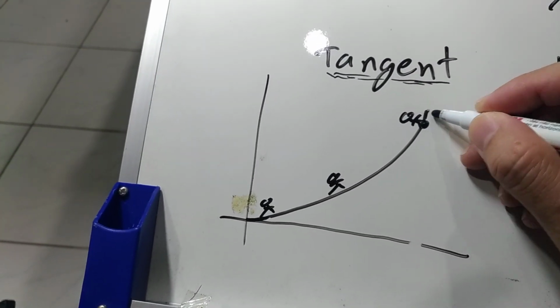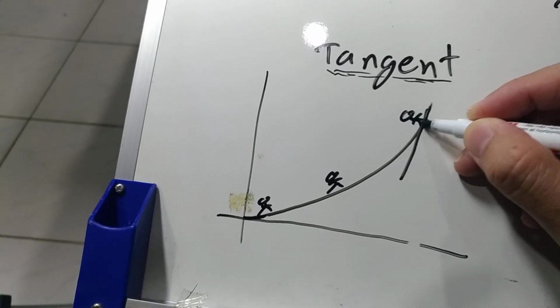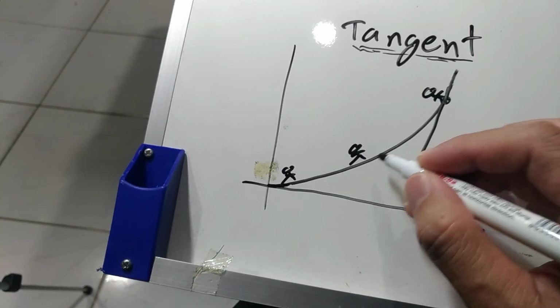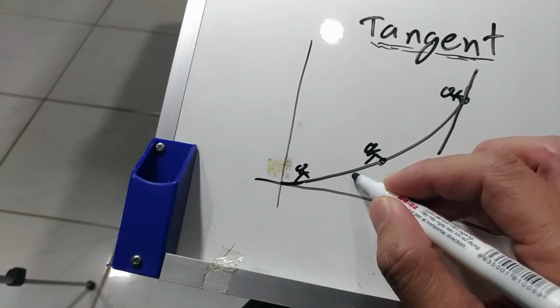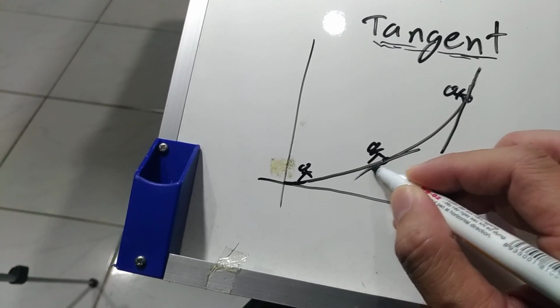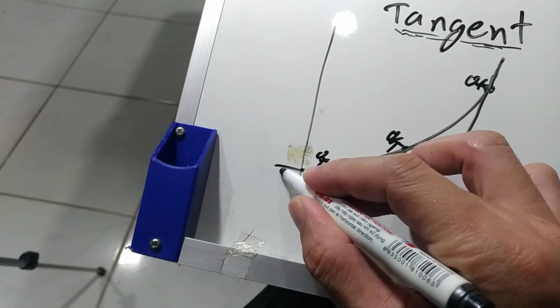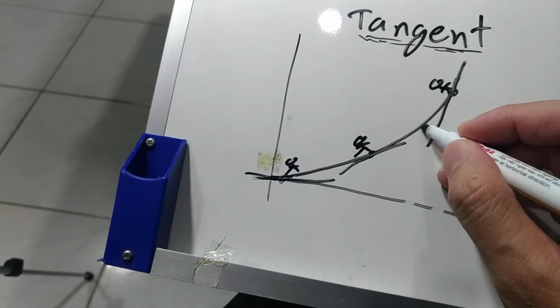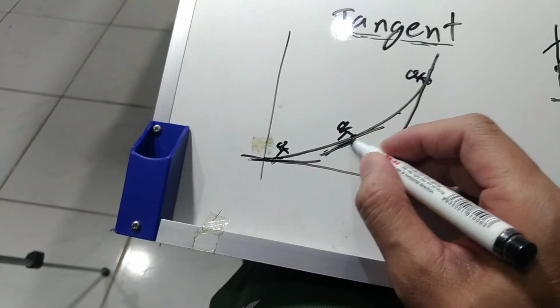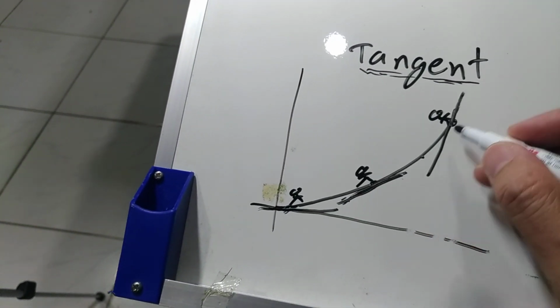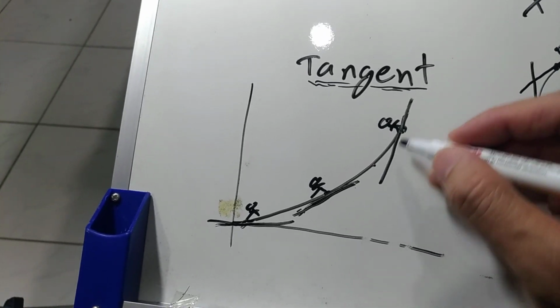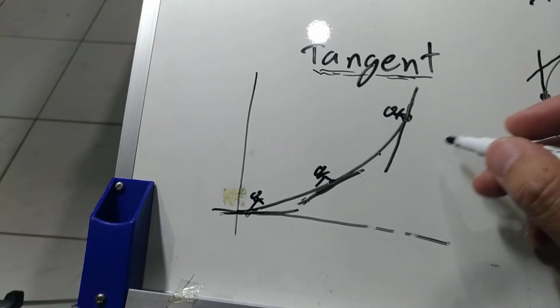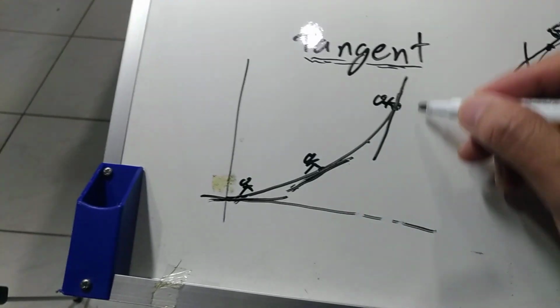Same thing with this. So the slope at this point is a line tangent to that curve. The slope at this point is a line tangent to that curve. The slope at this point is the line tangent to that curve at that point. So as you can see, you got many lines tangent to the curve and many slopes. So that's how it works for a curve.